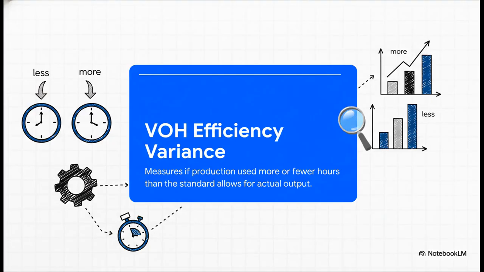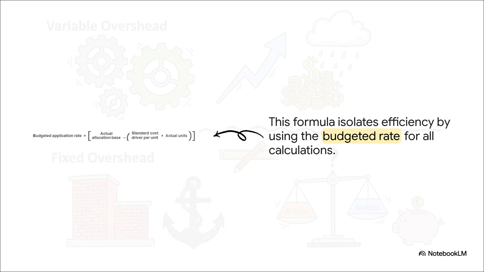Now let's look at the other side of the coin, efficiency. This variance totally ignores the price we paid. Instead, it's asking, for the number of gadgets we actually made, did we use our time and resources as efficiently as we planned? In other words, did it take us more or less time than our own standard says it should have? And the formula here is just as clever as the last one.